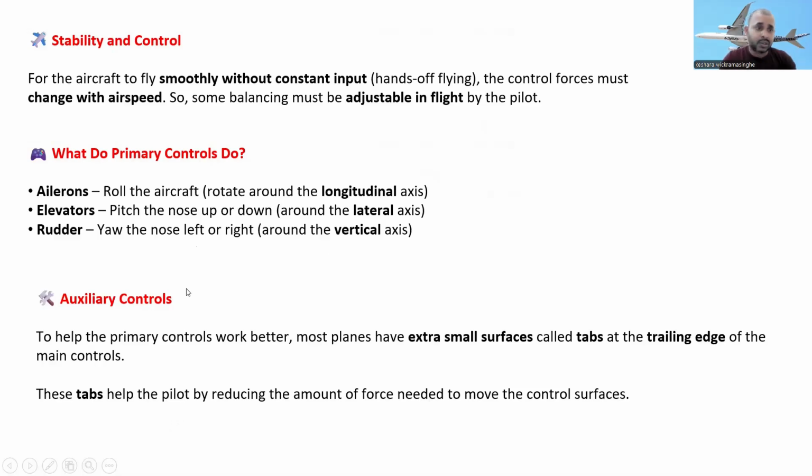Auxiliary controls help the primary controls work better. Most planes have extra small surfaces called tabs on the trailing edge of the main controls. These tabs help the pilot by reducing the amount of force needed to move the control surfaces.